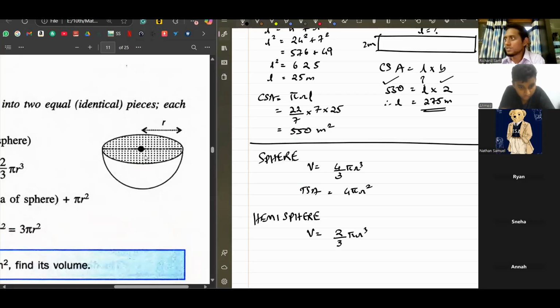Next, for surface, how many surfaces do we have here? There are two surfaces. One is the top flat surface and one is a curved surface. So let's separately find the curved surface area and then the total surface area.